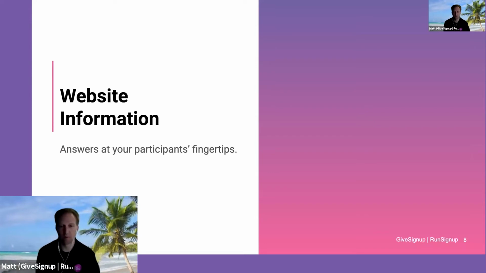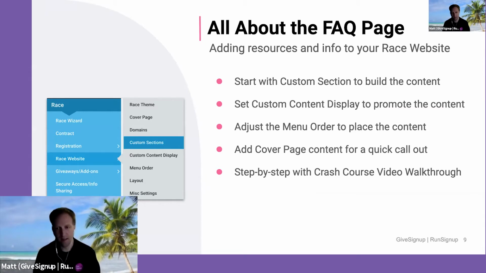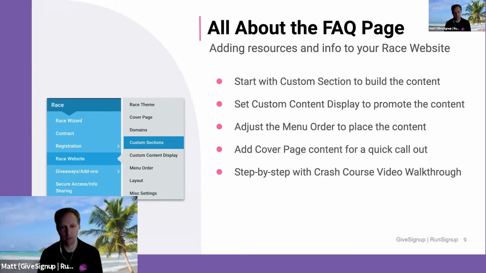So let's go over the website. Since your website works for you 24/7, when you're asleep or you're on the course or you're doing whatever, your website can still answer questions for people. So it's all about the FAQ page. You want to add this, again, from your race tab under race website, and you're in your custom sections. You can add a single custom section and name it FAQ and then build out the content. Or you can create multiple different sections to layer it with a video, layer it with your menu to add different stuff.